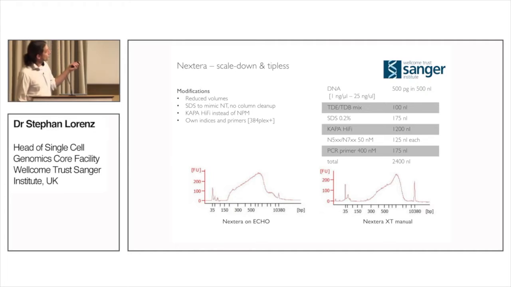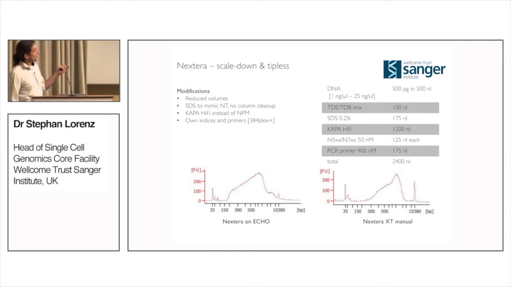To cut a long story short, this is basically what we ended up with in the end. So our modifications where we reduce the volumes: we now use 500 nanoliters of DNA normalized to 500 picograms. We only use 100 nanoliters of the enzyme buffer mix, as opposed to initially 30 microliters. This modification alone, even including the Echo dead volume, leads to a situation where instead of 96, we get about 6,000 reactions out of a single kit.